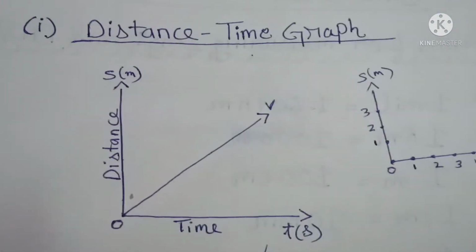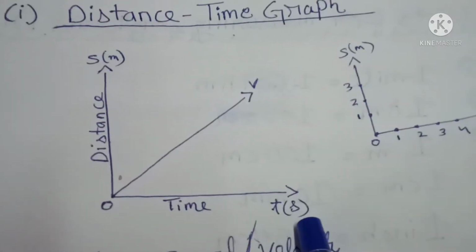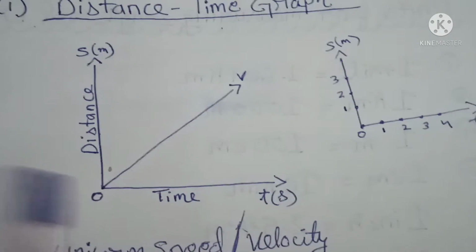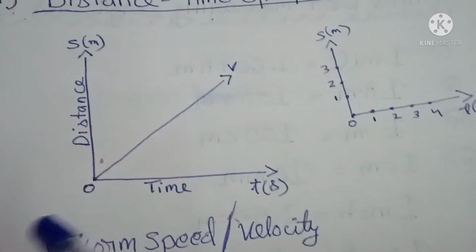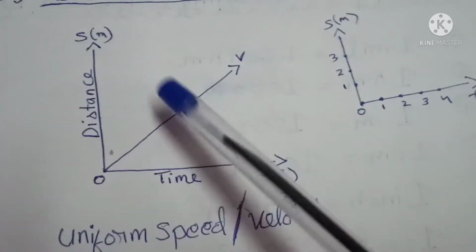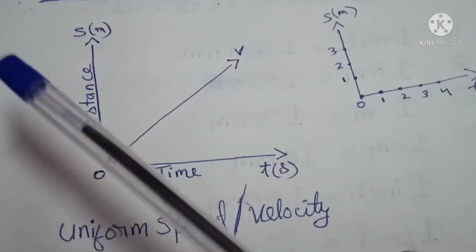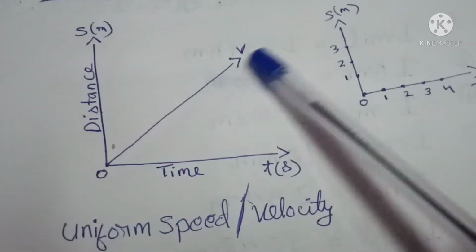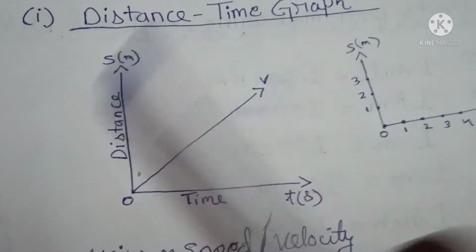Here we can see a graph. Let us consider our time axis to be the x-axis and our distance axis to be the y-axis. So on the x-axis we have taken the time and on the y-axis we have taken the distance, and this slope is indicating the speed. This straight line means uniform speed or uniform velocity. That means when a body covers equal distance in equal interval of time, the velocity of that body is uniform. Let us try to understand this particular graph by taking an example.